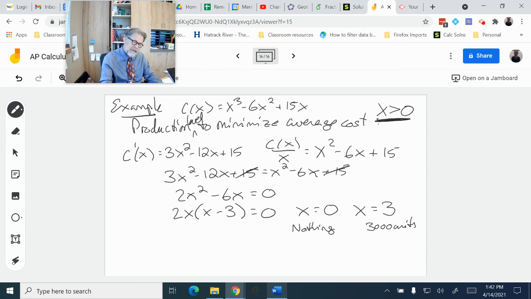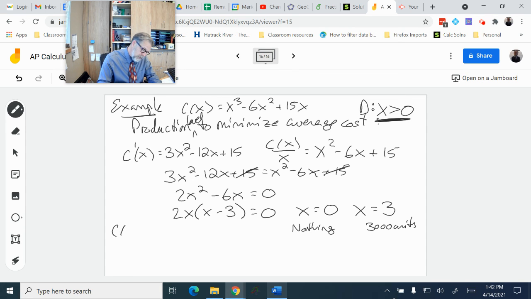So the domain of this function, the domain of a production function, is always going to be x greater than 0. As soon as I get to x equals 0, well, I don't even have a business anymore. Why am I doing calculations? Question that we have to answer ourselves, however, is this a maximum or is this a minimum?